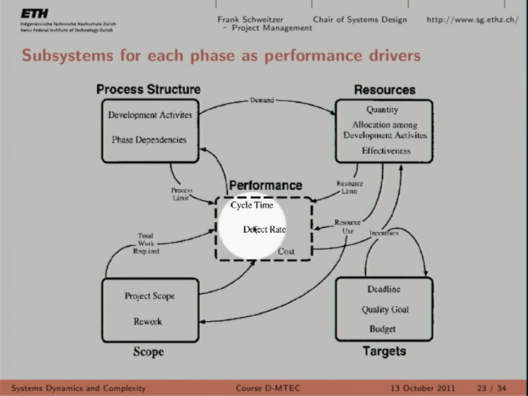Ignore the feedbacks for now. The point here is that each of these subsystems affects the performance in a direct way. For instance, the available resources affect your performance because, of course, the resources are limited. So you can only do your project, or you can only accomplish that phase, in that time. You cannot do it any faster because you just don't have enough resources.